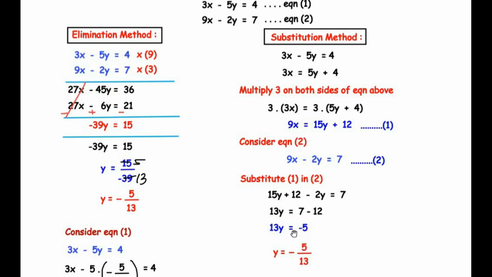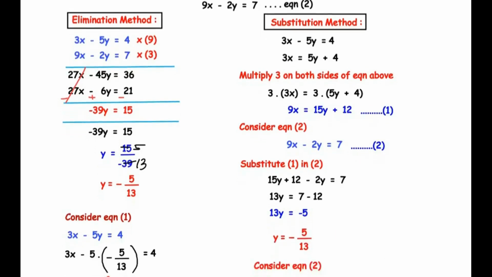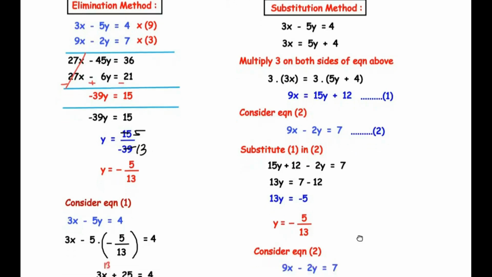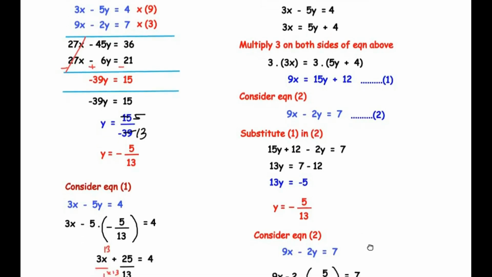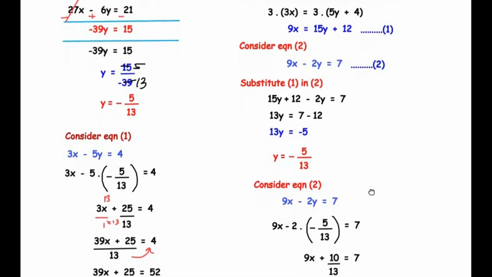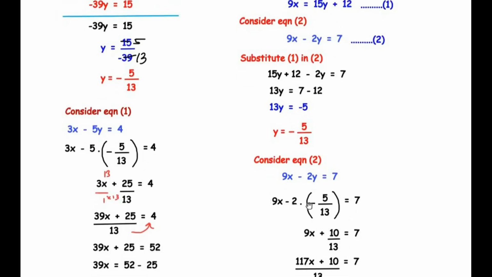Now once we have got the value of y as negative 5 over 13, let us find out the value of x. So for that we are going to consider the equation 2. So here we have written 9x minus 2y equal to 7. Now in place of y we are going to substitute its value, that is 9x minus 2 times negative 5 over 13 equal to 7. Now simplifying it we get 9x minus 2 times minus 5 gives us plus 10 over 13 equal to 7.